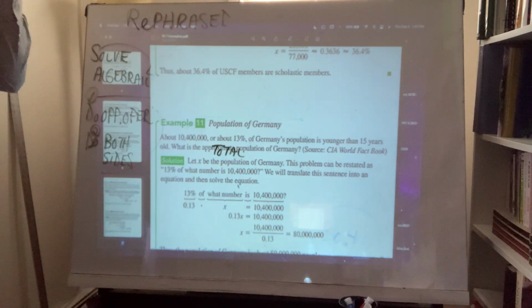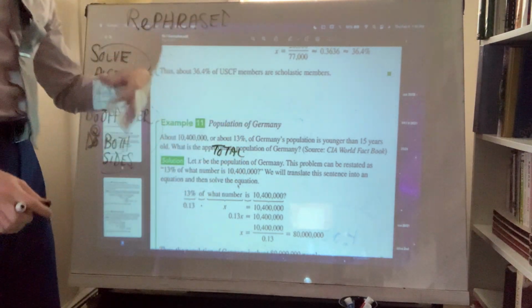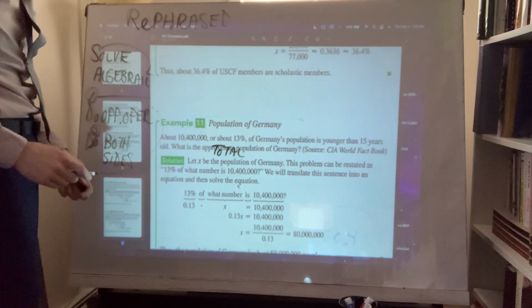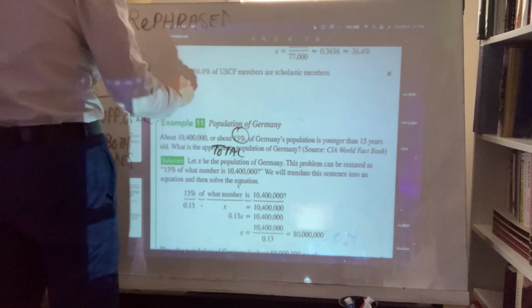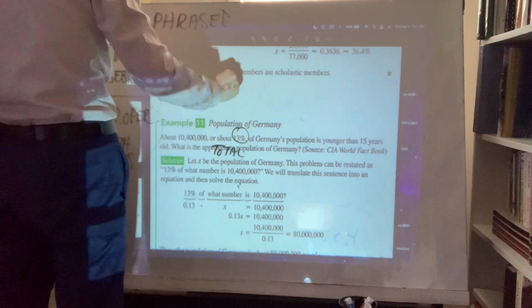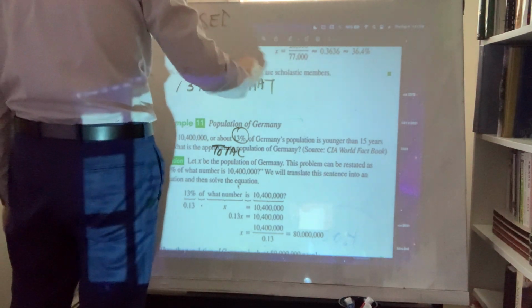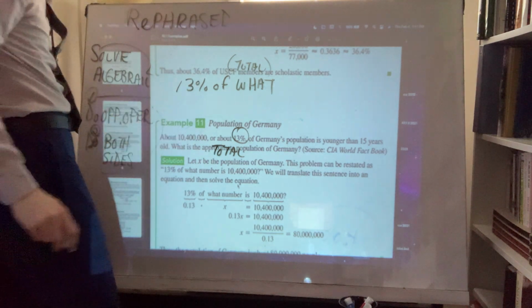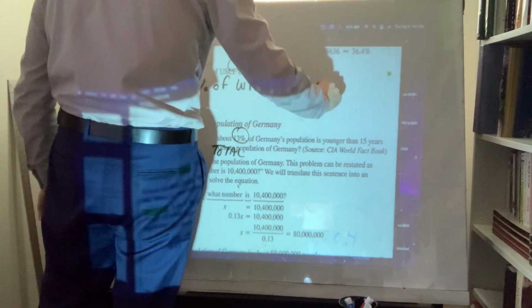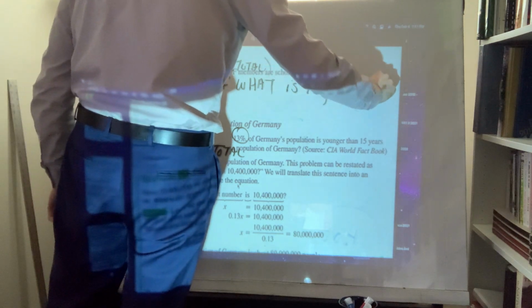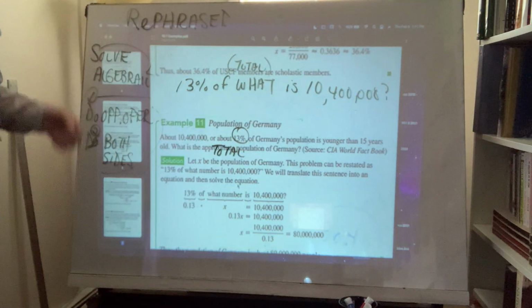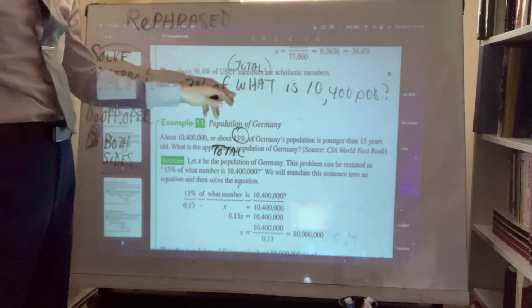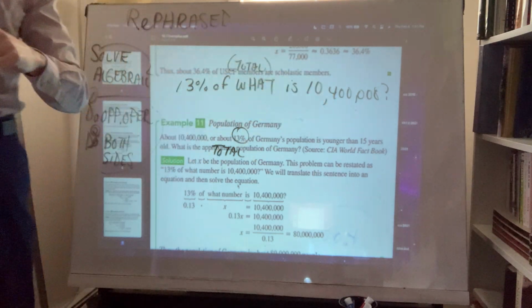So of the three types of percent equations, it's the base equation. I'm going to rephrase this now: 13% of what, which is standing in place of the total, is this number, 10,400,000. Again, don't be afraid to rephrase something to its bare essentials within reason. 13% of what is 10,400,000.